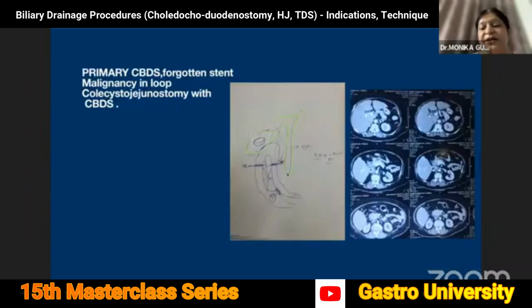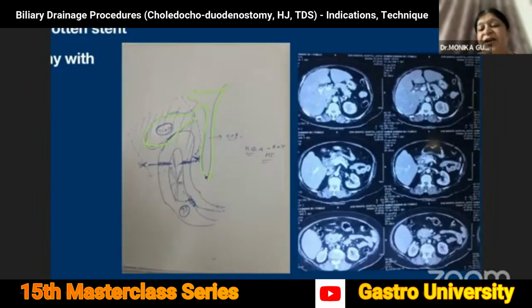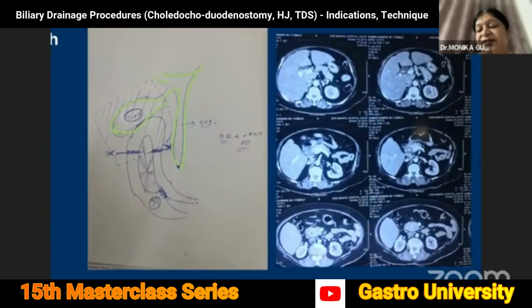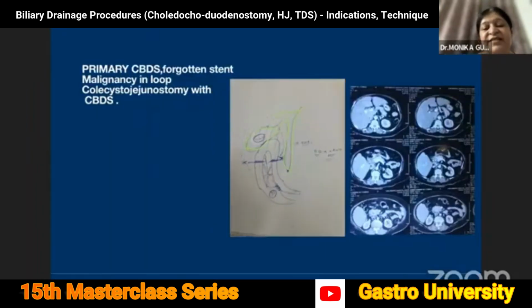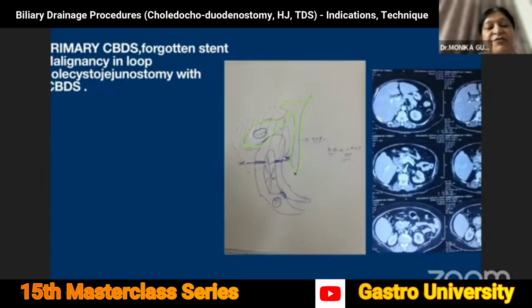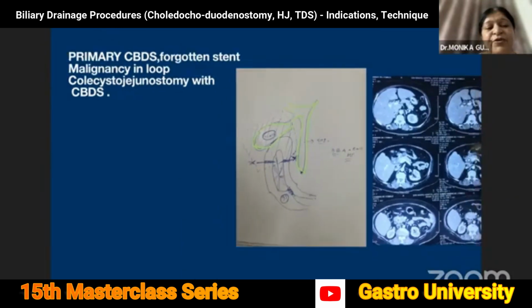This picture is very important. On the right side, the CT picture is showing a forgotten CBD stent. Again, lots of sludge and stone is forming around the stent, as we are seeing in the CBD. And this picture is of a very old patient. The patient was not old, actually, the case is old.